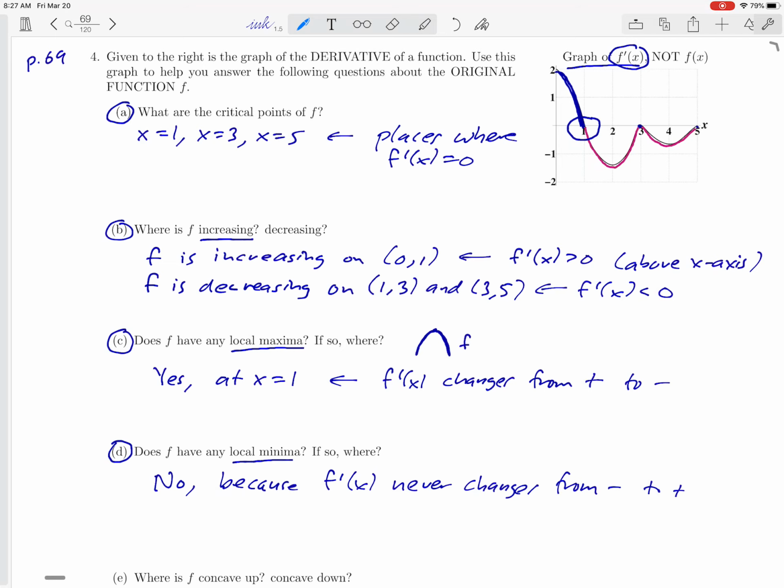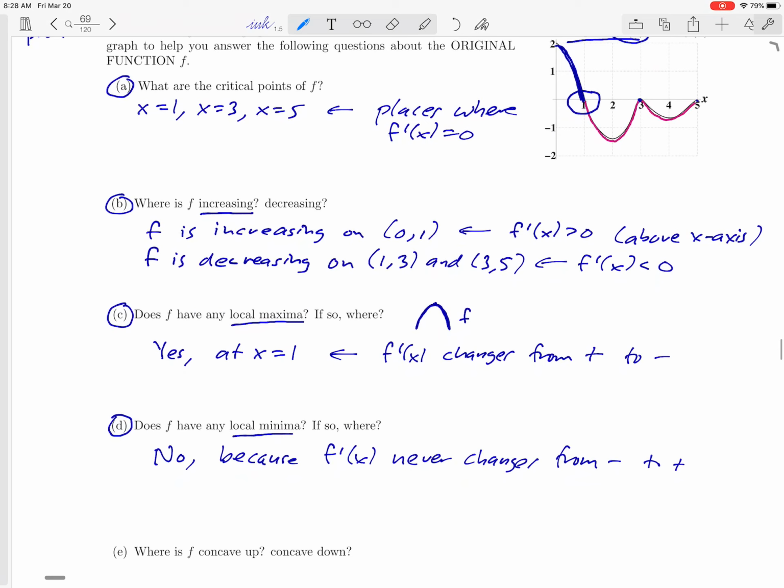Okay, and finally, we come to probably the most challenging of all of these questions, part E. Here, they're asking us about concavity. I'm going to scroll up just a little bit here. What makes this question challenging, I think, is that concavity is usually about the second derivative, determining where it's positive or negative, and we're not given a graph of the second derivative. We're given a graph of the first derivative.